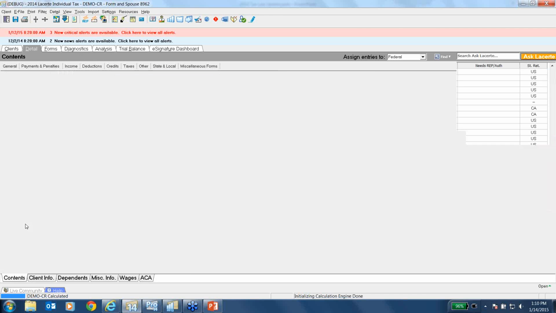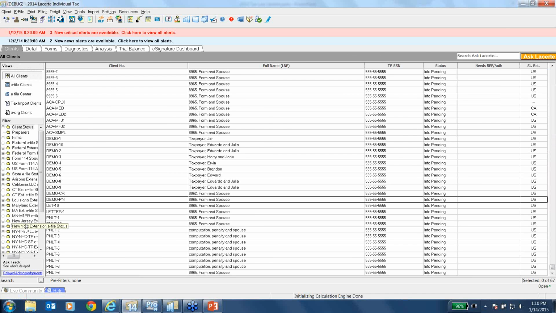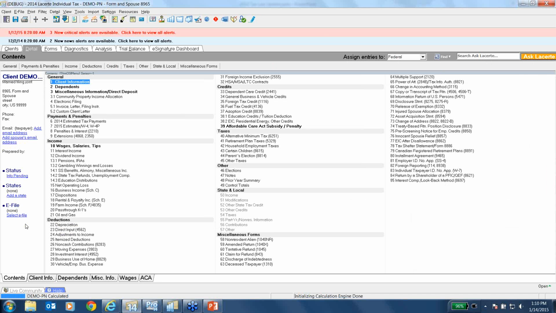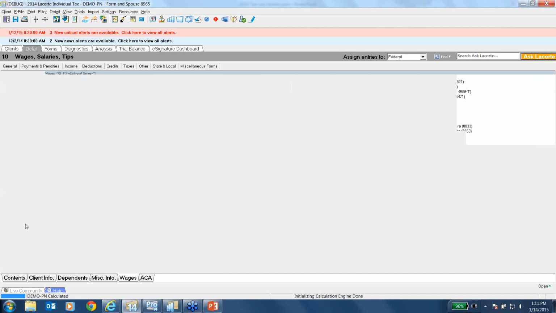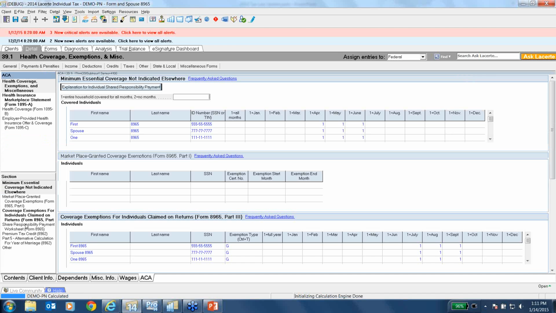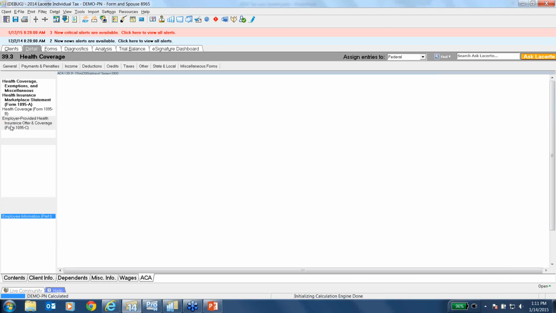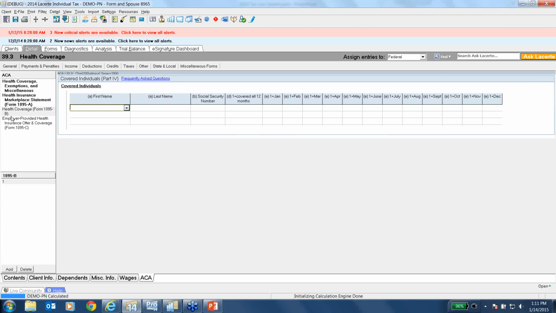Okay, next we're going to go through another scenario with the penalty and the exemptions. A similar setup here: taxpayer, spouse, joint return, 2 dependents, 1 over 18, 1 under 18. My wages, $25,000 for the year. I did not enter any coverage in the 1095B and C because we're not expecting many.